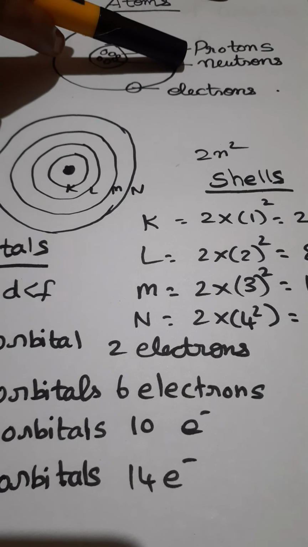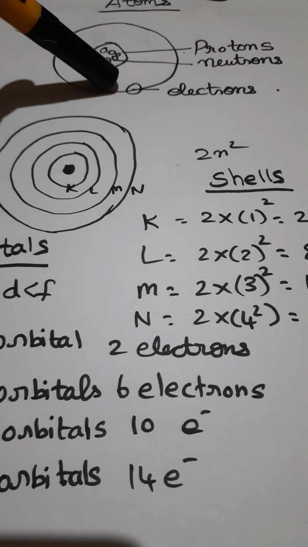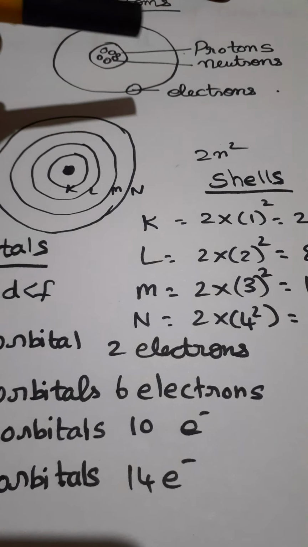Protons and neutrons are known as nucleons. Electrons are negatively charged particles. That's all about the atoms.